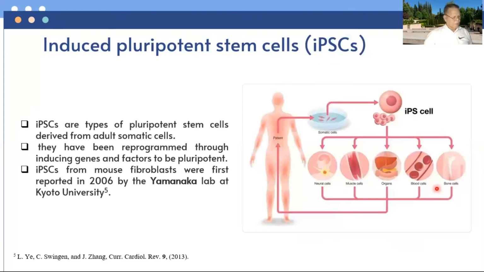Induced pluripotent stem cell are type of pluripotent stem cell derived from adult somatic cell. They have been reprogrammed through inducing gene and factor to be pluripotent. Induced means that they are made in lab by taking normal adult cell like skin or blood cell and reprogramming them to become stem cell. Just like embryonic stem cell, they are pluripotent, so they can develop into any cell type.